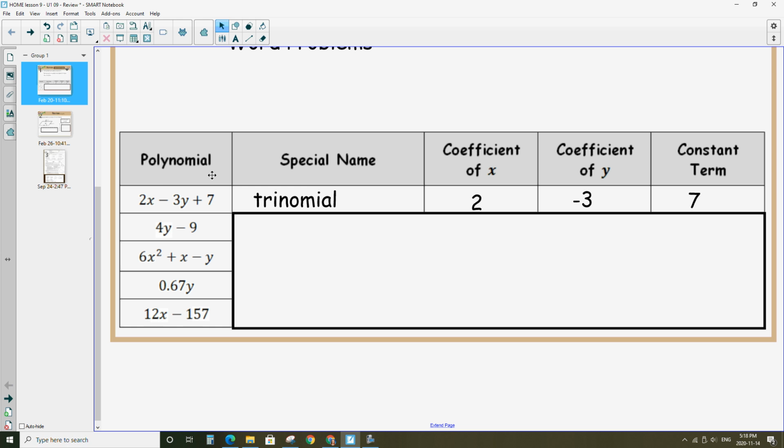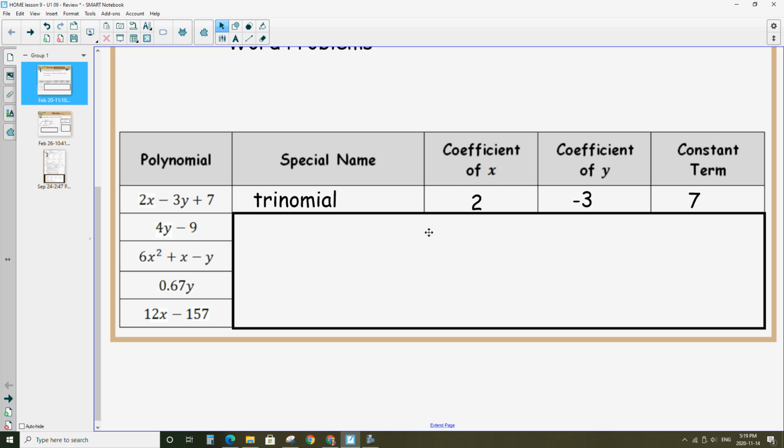It has 3 terms. Coefficient of x, so we're looking for the term that has an x, and the coefficient is the value in the front, which would be a 2 in this case. Coefficient of y would be a -3, and the constant term in this case would be a 7. So just pause the video for a second and see if you can fill out the rest of this chart. And then once you're done, turn it back on.